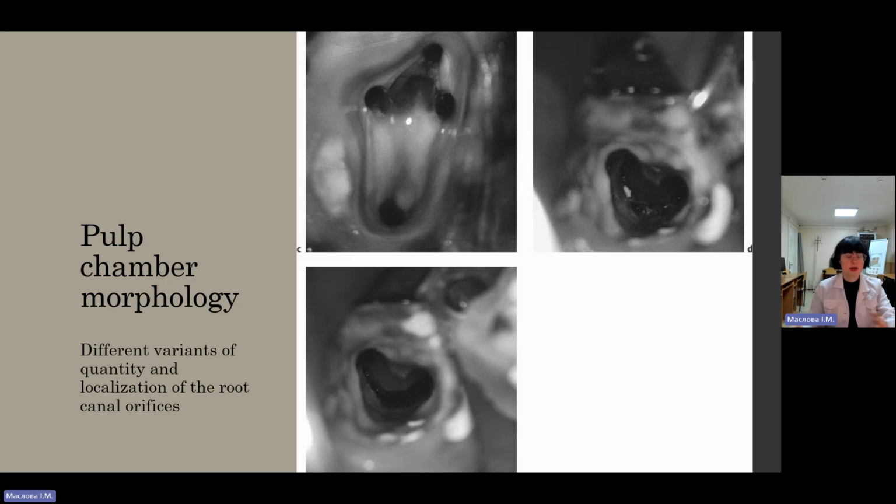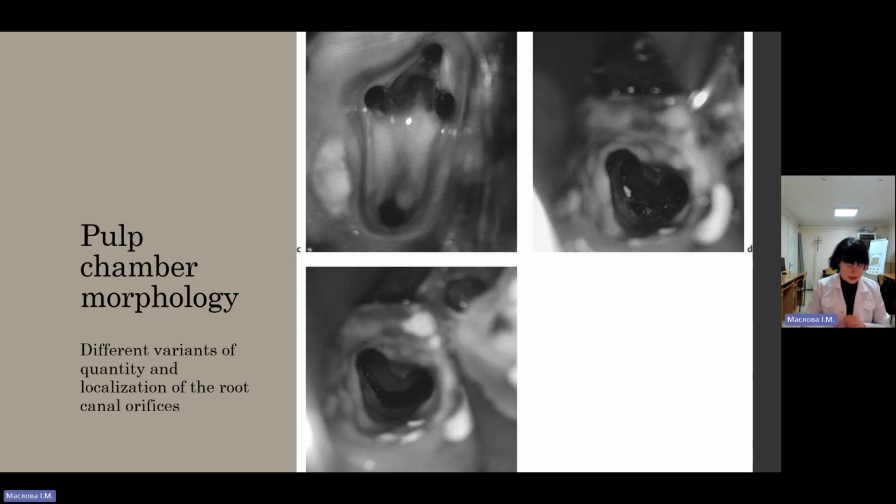Pulp chamber morphology, different types, different variants of quantity and localization of the root canal orifices. You can see on this slide, it is molars, and you can find from 3 to 4 root canal orifices. You can see the correct access to the root canal orifices on the slide, because you can see these anatomical areas.